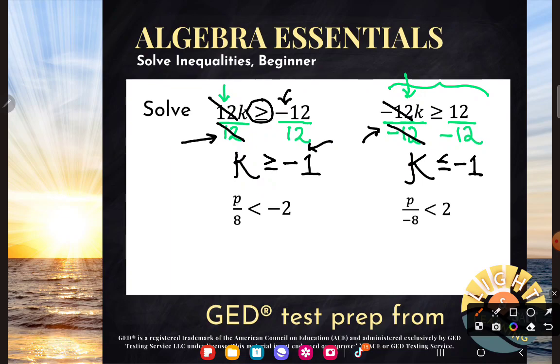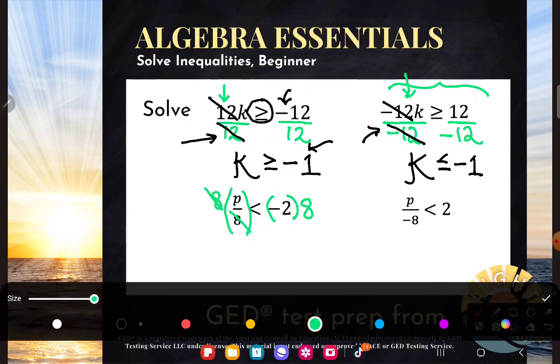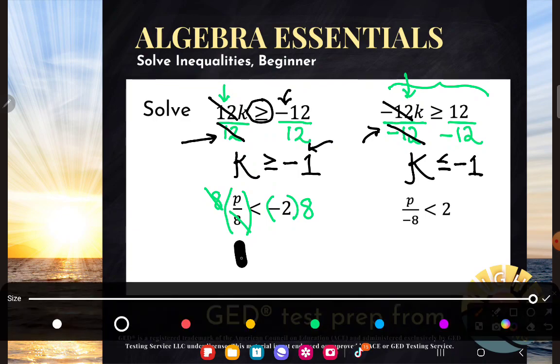So same thing here. P divided by 8 is less than negative 2. If I want to get rid of this 8, I'm going to do the opposite. I'm going to multiply the left-hand side of the inequality by 8. I can do whatever I want as long as I do it to both sides. Multiplying and dividing by 8 are opposites. They cancel. P is alone, just like I wanted.